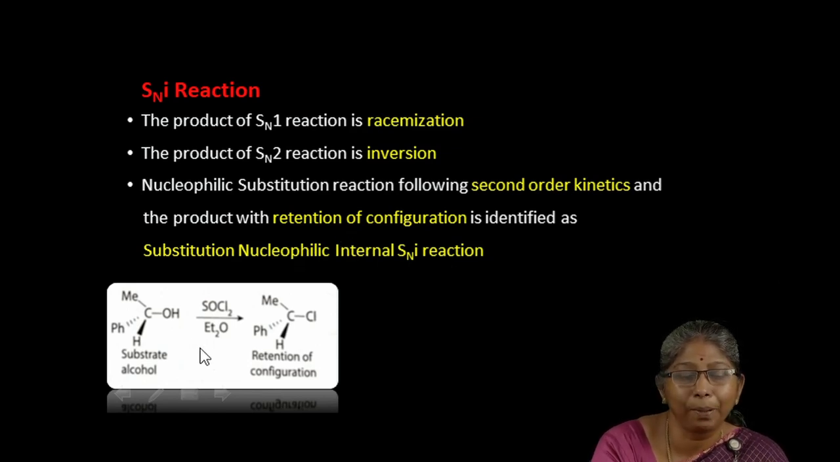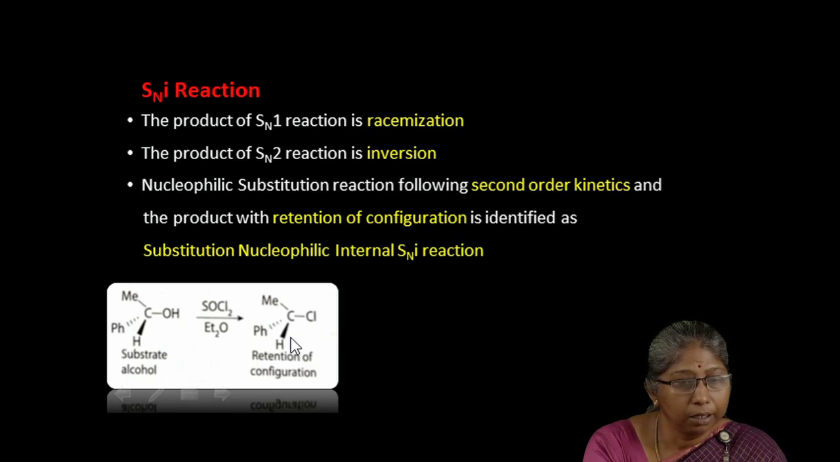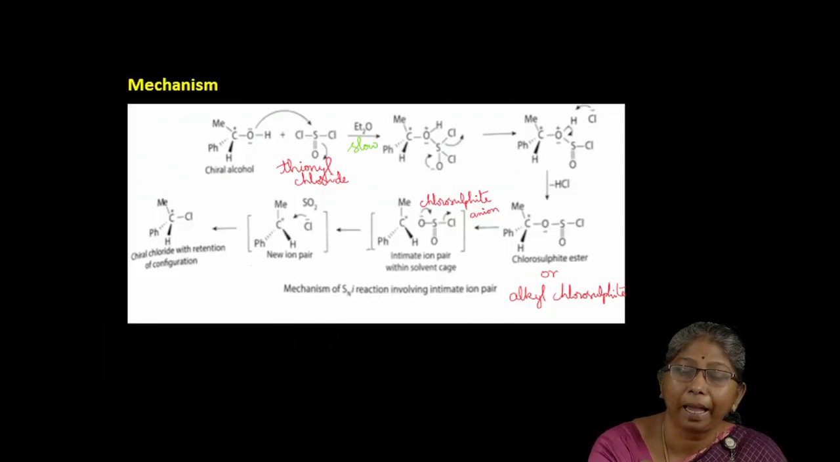See this example. This is the substrate, an alcohol, which is a chiral alcohol. See the reaction with thionyl chloride, in the presence of ether, the solvent will be ether. The product we are getting is a substituted chloro compound, and here the stereochemistry is retention of configuration. You have started with a D isomer and the product will also be a D isomer. If you start with an L isomer, then the product will also be an L isomer. Let us see the mechanism.